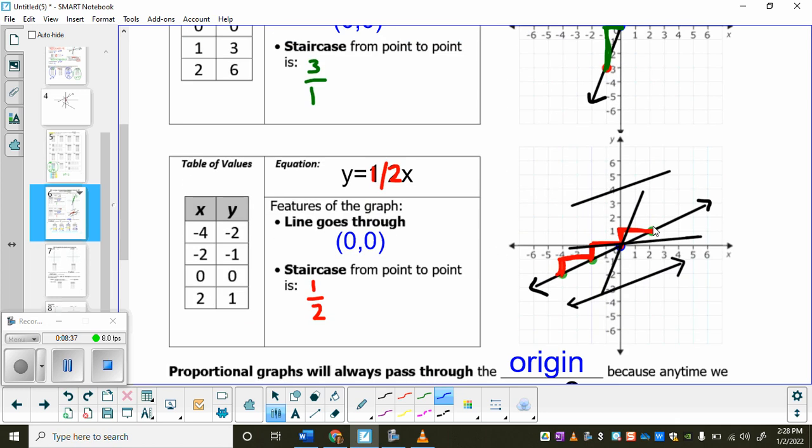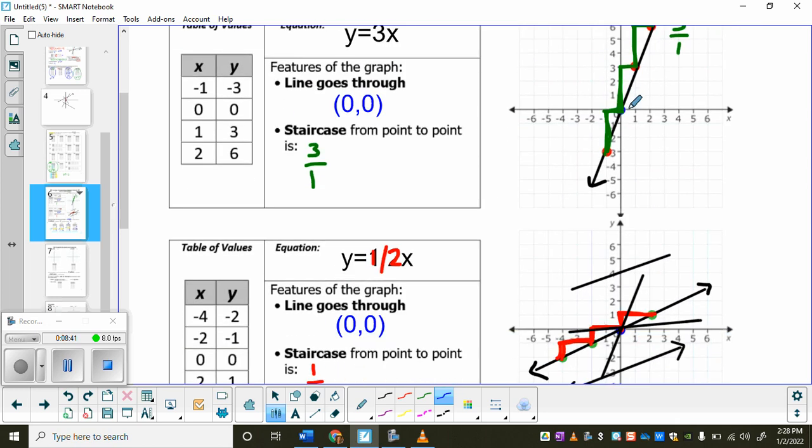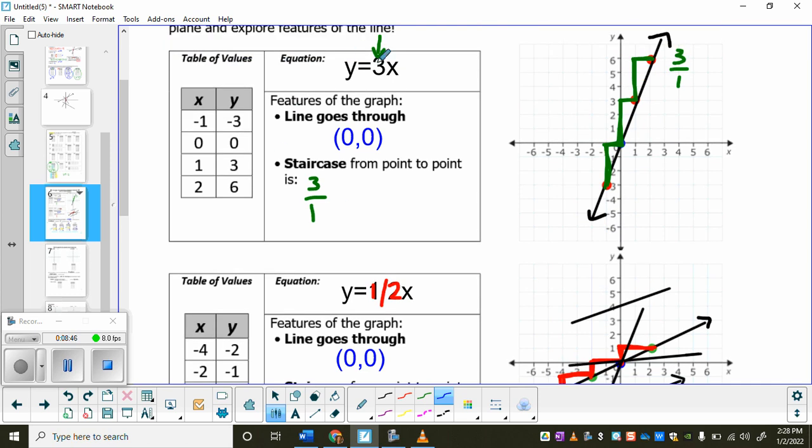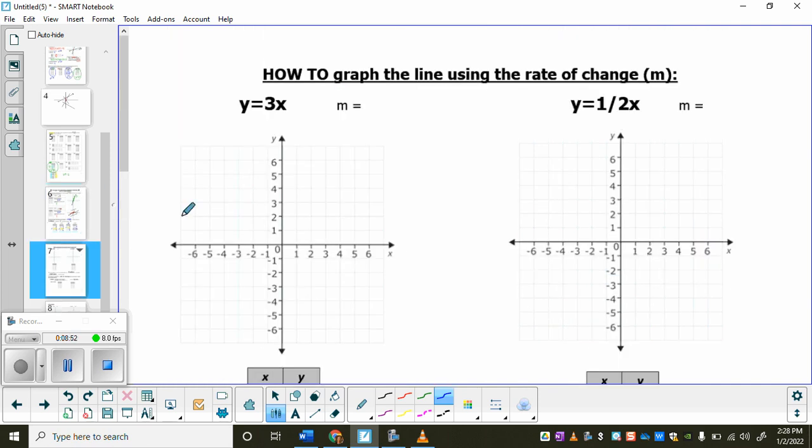All right, and again, the other part of this video was to start to talk about the staircase. I'm reiterating that they both go through the origin, and my little staircase is actually the coefficient. So let's practice how to graph the line using just this coefficient, aka the staircase.